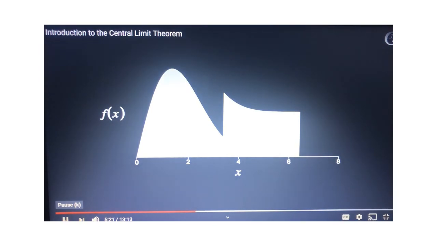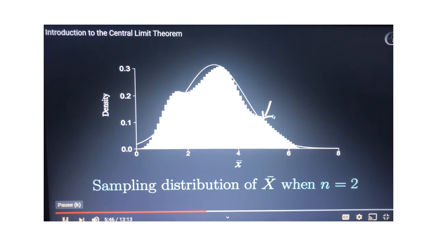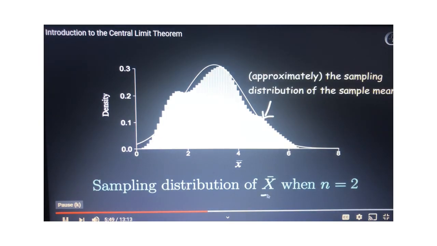Let's do another simulation for a different distribution. This one's a bit of a weird mixture type of distribution. So the same scenario as last time. I'm going to randomly and independently draw 2 observations from this distribution, calculate the sample mean, draw another 2 observations, calculate the sample mean, and do that 1,000,000 times and plot out a histogram. Here, the gray histogram is approximately the sampling distribution of x bar when n is equal to 2. And I've superimposed a normal curve again. And obviously this distribution is not quite normal. Let's increase the sample size and see what happens.